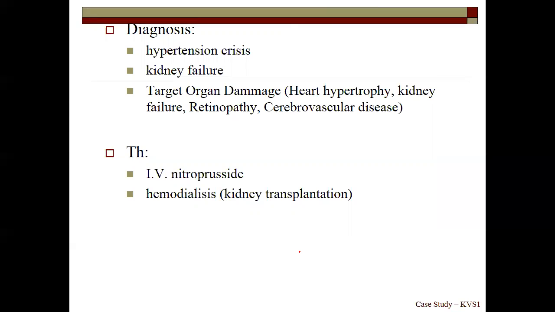The other catch is what this guy's got going for him. He's African American and he's overweight. He doesn't have a good prognosis. He's going to need dialysis and a kidney transplant. One of the things I didn't mention for that is why African Americans are predisposed to hypertension and cardiovascular disease.